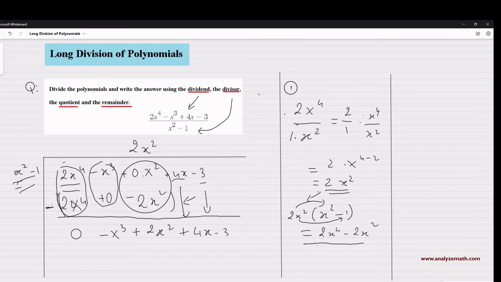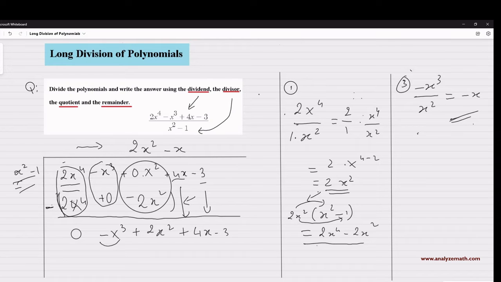Next step, step number 2. I go to this polynomial and look for the term with the highest power, minus x^3. I divide it again by the term with the highest power in the divisor, that is x^2. That gives me negative x. Now what do I do with the negative x? Again, I go back to here, and I write it down here.